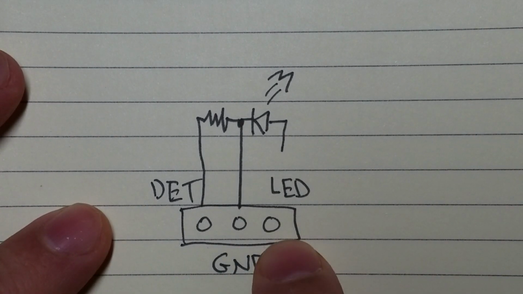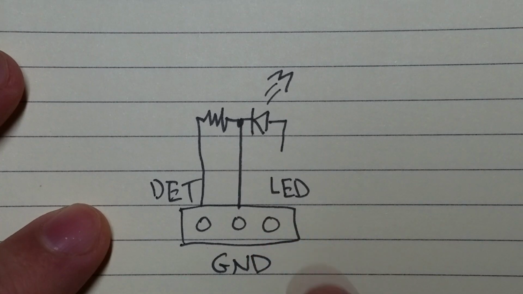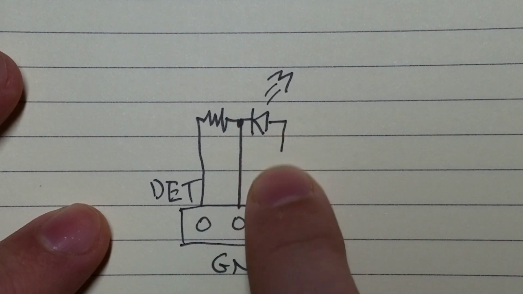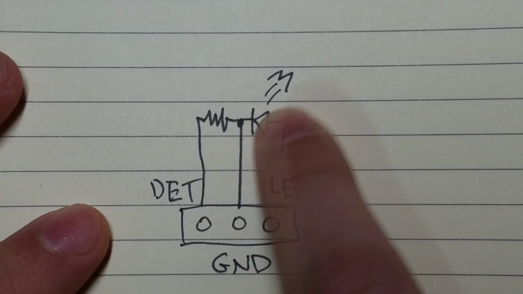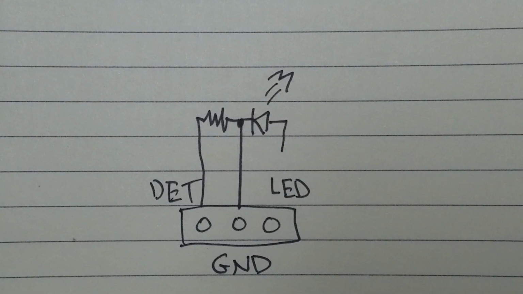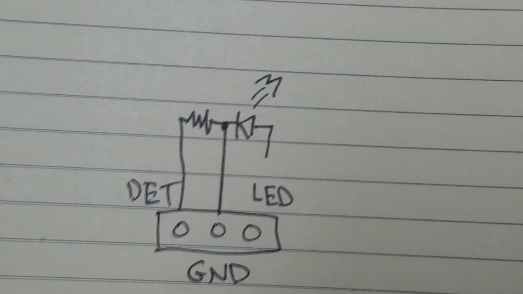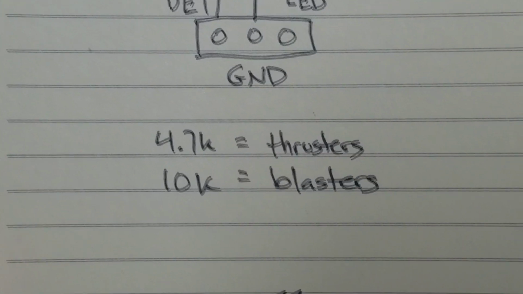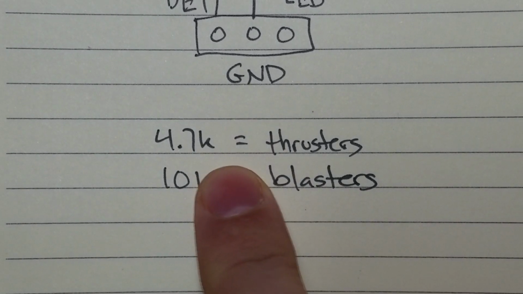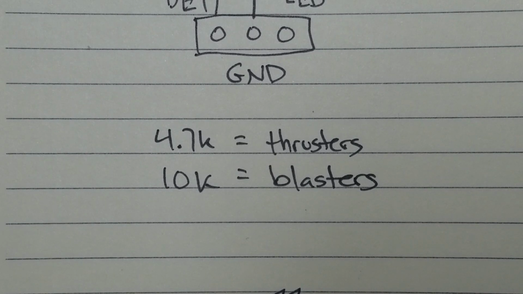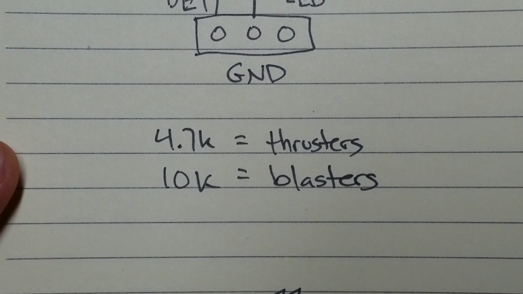And then for the LED in the accessory, the power, the anode side of the LED, gets connected to the LED pin and then goes through to ground. When electricity is sent out over the LED pin, this will come on and do whatever it's supposed to do. So what resistor value equals what accessory? There is your answer. 4.7 kilo ohms equals thrusters, 10 kilo ohms equals blasters, and you're saying to yourself, I bet you there's hidden accessories in there with different other resistance values.